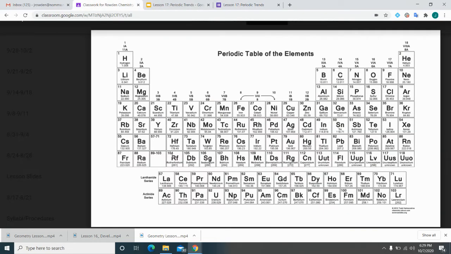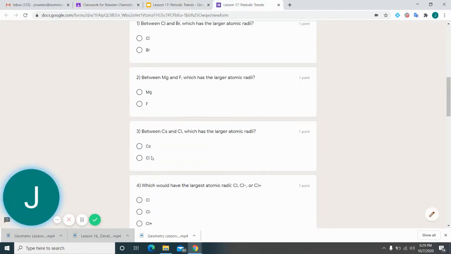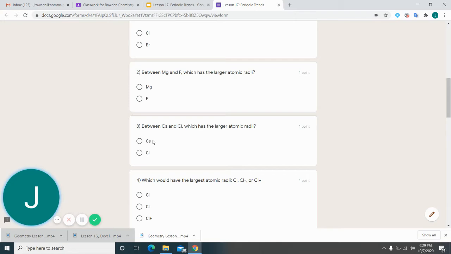Mg and F. We have Mg, we have F. Remember, down and to the left is going to be larger, so magnesium is your answer there. And then number 3, cesium and chlorine. Chlorine is Cl right here. Cesium is right here, Cs. Down and to the left is larger. So for this one, my answer will be cesium.